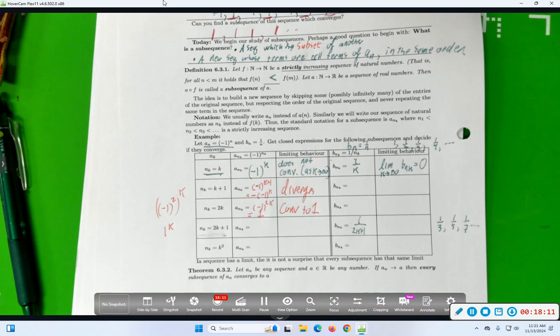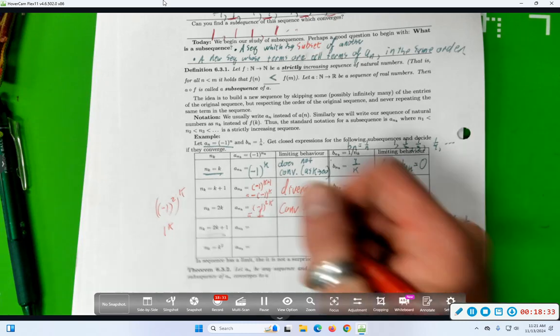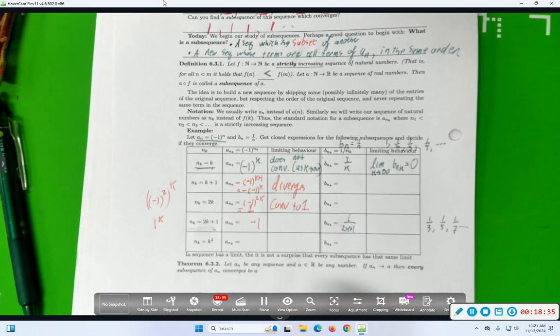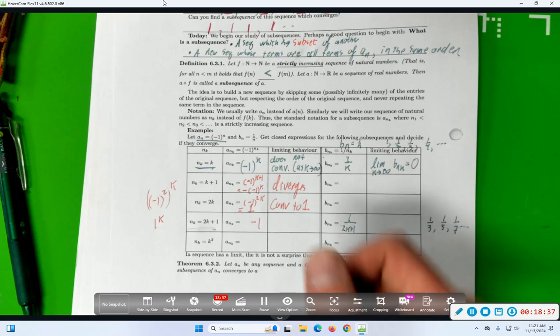Do people agree? Next one, 2k plus 1. What's a sub n sub k? Negative 1 to the 2k plus 1. How does it simplify? Negative 1 to the k. I think it's always negative 1. Does that agree with what you were saying? Yeah. Okay, I think I missed some parentheses then. Tell me about its limiting behavior. Negative 1.